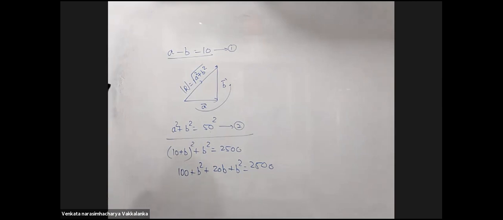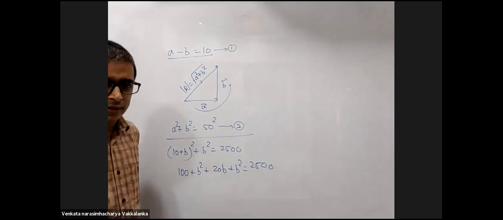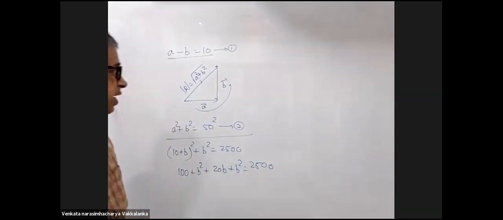So resultant A minus B is equal to minus 10 or A minus B is equal to 10? A minus B is equal to 10. Resultant is 10. They're in opposite directions, resultant will be 10.